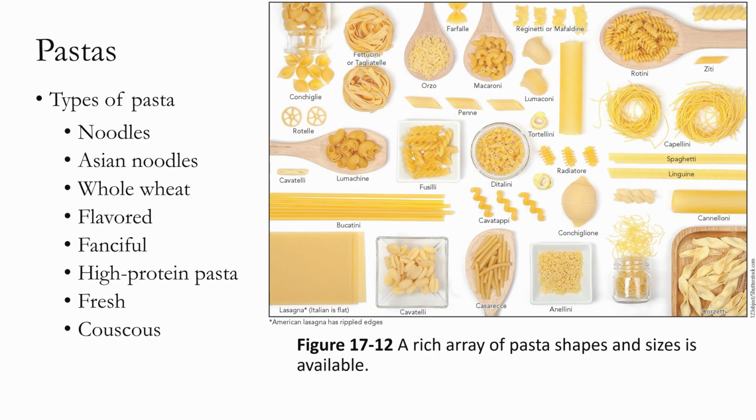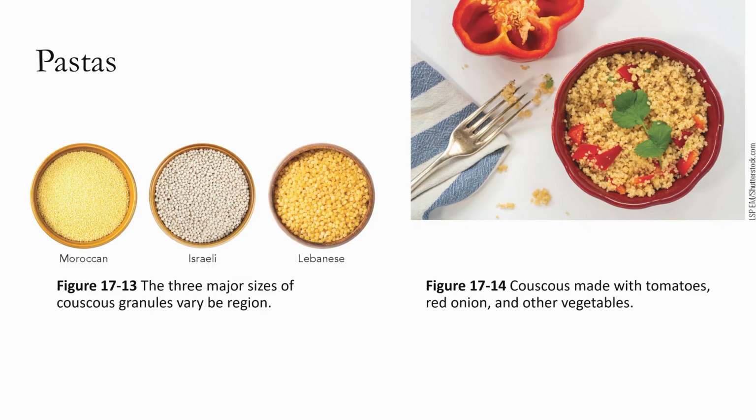Figure 17-12 shows a variety of pasta shapes and sizes. We do want to use the higher protein wheat for pasta because we need it to hold its shape. And here on the left, you see a list of the types of pasta. Figure 17-13 shows the three major sizes of couscous, and it varies by region. If you haven't tried couscous, it's quite delicious and easy to prepare. Figure 17-14 shows prepared couscous, and in this case, the recipe called for some vegetables, tomatoes, red onion, other vegetables. You can find a variety of recipes using couscous.